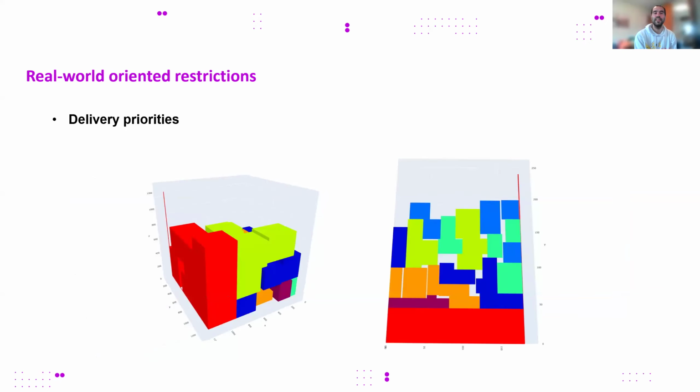We also have, and this is very important for logistics and deliveries, the possibility to tell the solver to contemplate delivery priorities. For example, we can say: please put the red packages near the door of my truck, because these packages are going to be the first ones that I'm going to deliver to a client. So I want to open the back door of my truck and take these packages first. The solver can do it for you if you specify this in the instance.